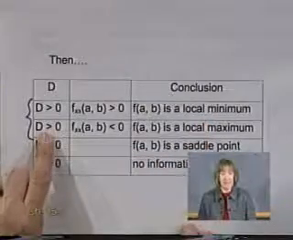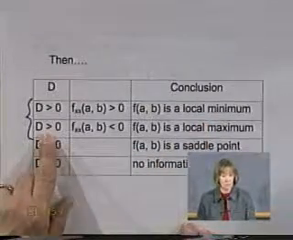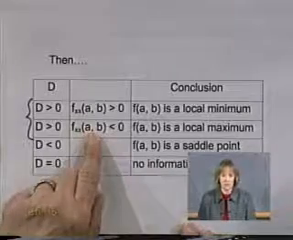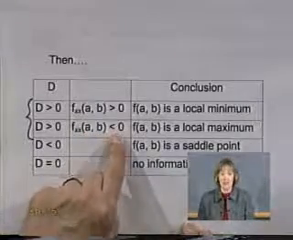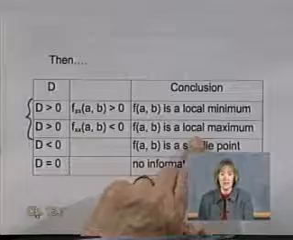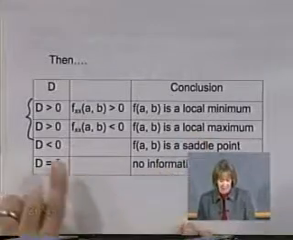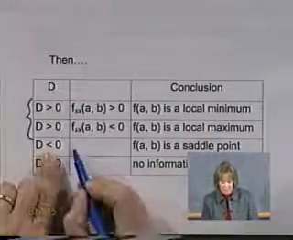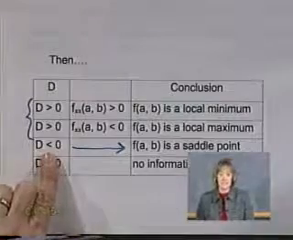If your discriminant again is positive, you're a candidate for a local max or min. Look at your second derivative with respect to x. If it's negative, you'll be concave down and you will have a local max. If D is less than 0, you've got a saddle.